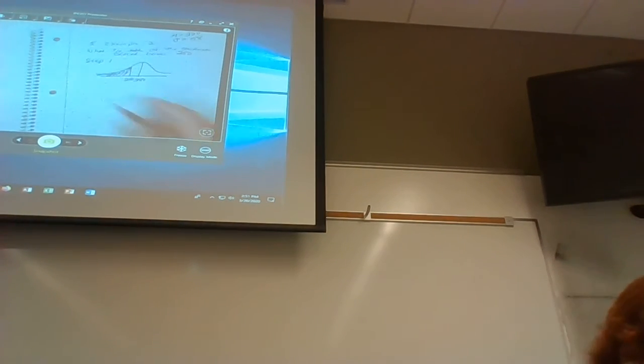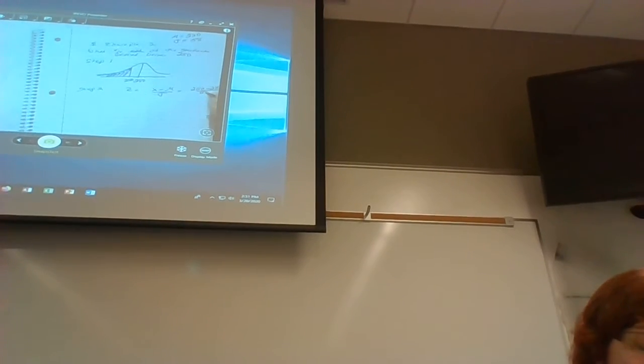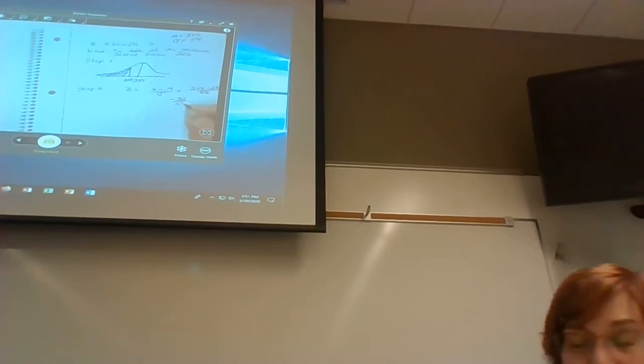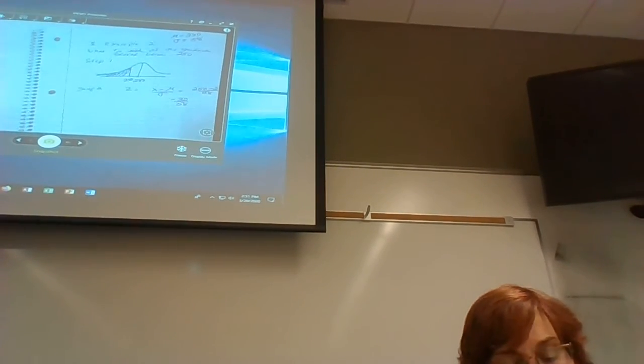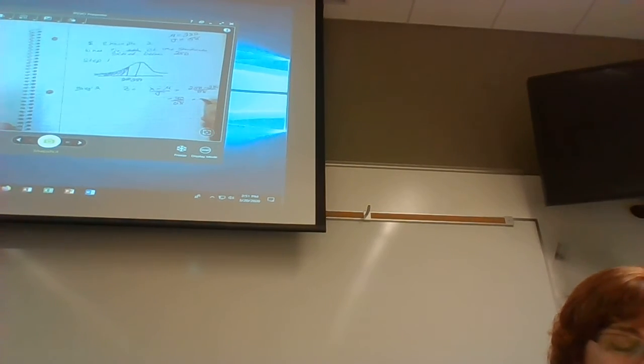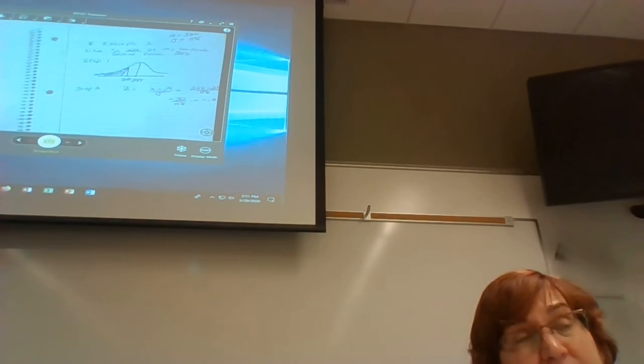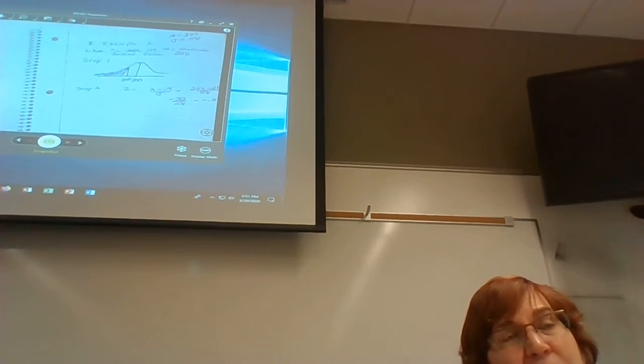Okay, so now step 2, calculate the z. Z is equal to x minus mu over sigma. In this case, it's 250 minus 280 divided by 58, which is negative 30 because it's to the left, divided by 58. So I'm going to do that calculation. Negative 30 divided by 58, and I get negative 0.52. Now, you might be wondering, why did I round to 2 decimal positions? And the reason is because the table has 2 decimal positions.